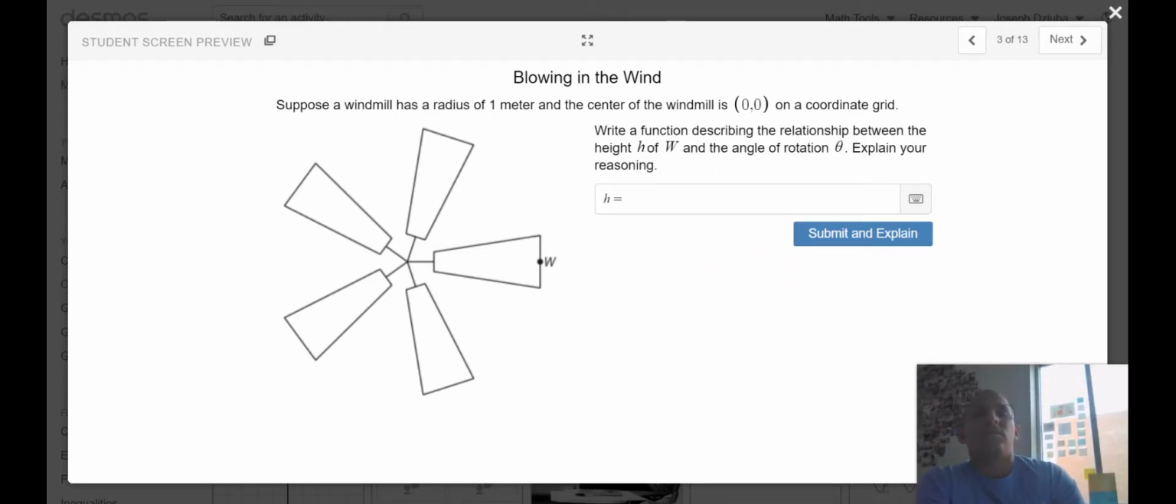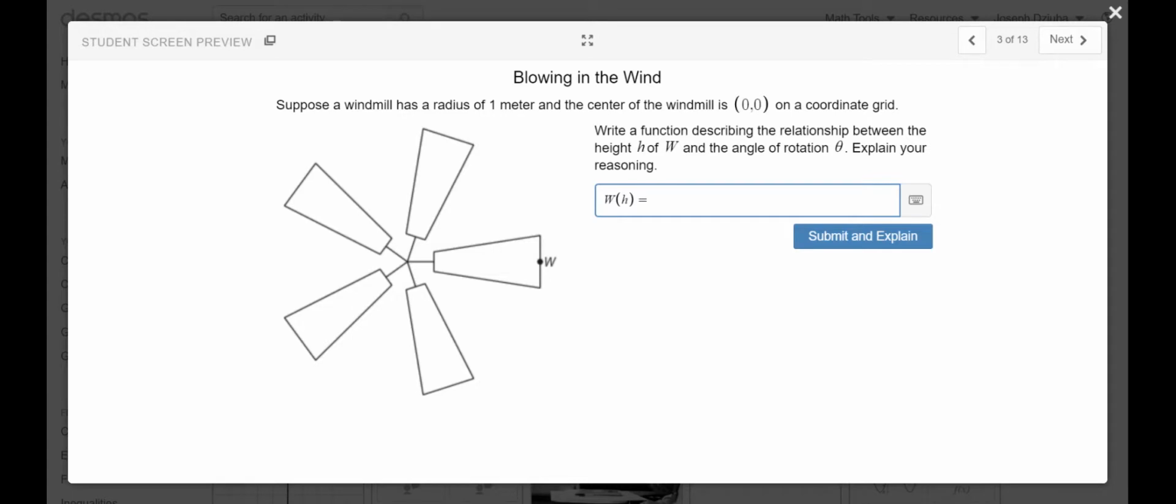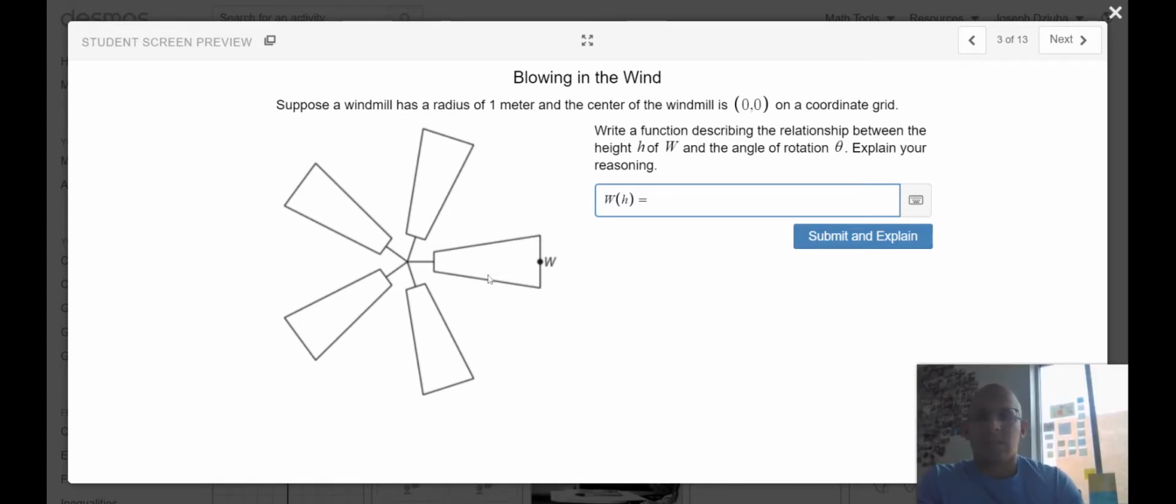All right, so let's say we have a windmill with a radius of 1 meter. The center of the windmill is 0, 0 on a coordinate grid. Write a function describing the relationship between the height, h of w, and the angle of rotation, theta. Explain your reasoning. Think about what it means if we are trying to... All right, so we're looking to write a function in terms of h that describes the height of the point.